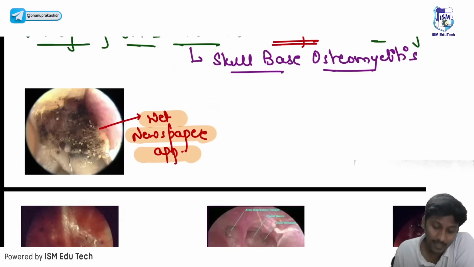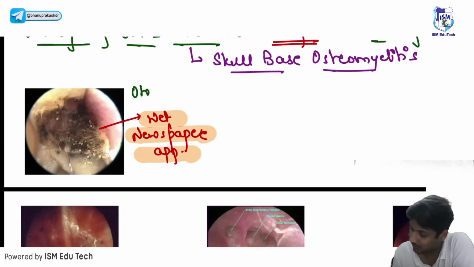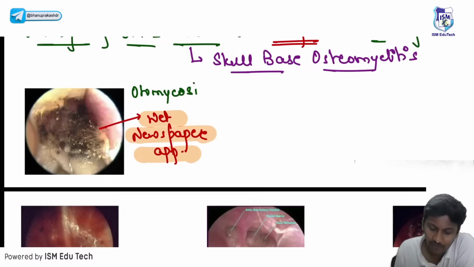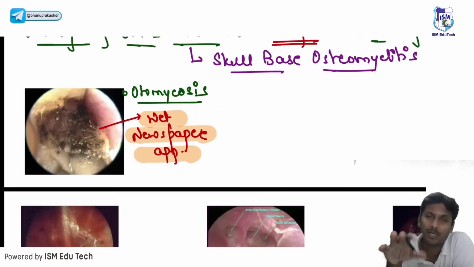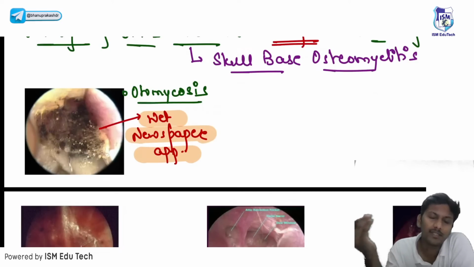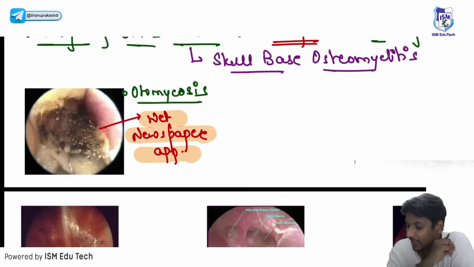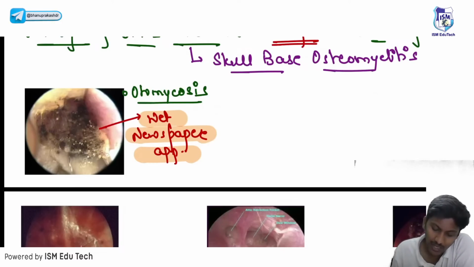If I talk about this condition, this is nothing but, very good Kartika, very good Nagendra, otomycosis. It is nothing but a fungal infection of the external ear. Remember, wherever mycosis comes, it means a fungal infection, except botryomycosis, which is a Staph aureus infection, and mycosis fungoides, which is a cutaneous T cell lymphoma. Except these two conditions, everywhere mycosis means a fungal infection, and otomycosis means a fungal infection of the external ear.